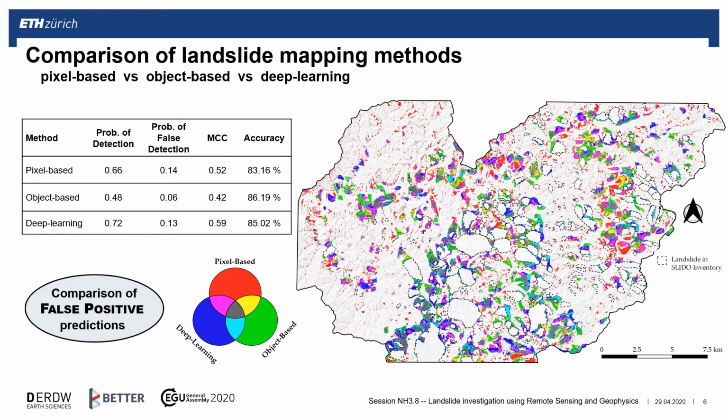Now this is a map which shows a comparison of the false positive predictions of all the three methods. The red color is the false positive from the pixel-based method, which we find is scattered all across the testing area. If the landslides are located very close to each other, we see that the methods, especially deep learning and object-based methods, try to predict them together as one big landslide instead of multiple small landslides. Overall, the deep learning performed the best and had the highest probability of detection of 72%.